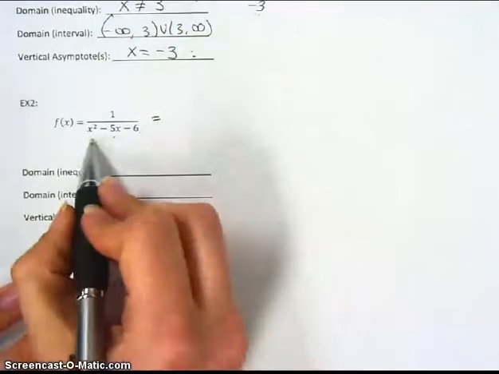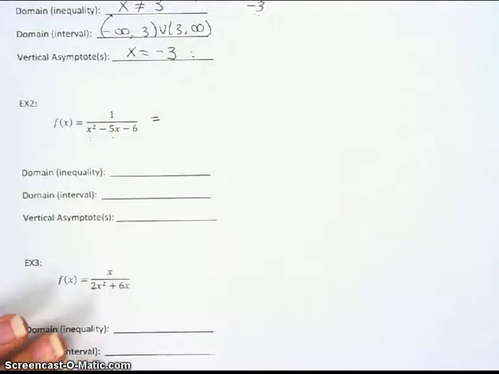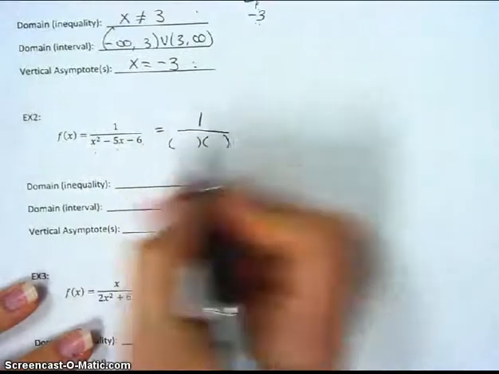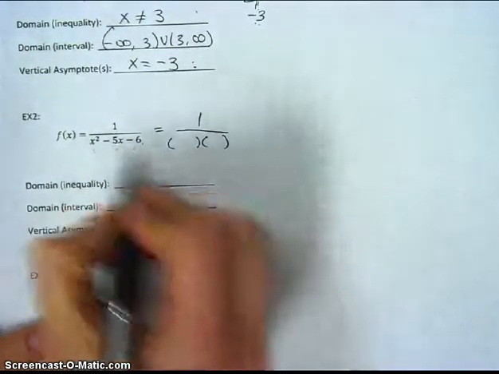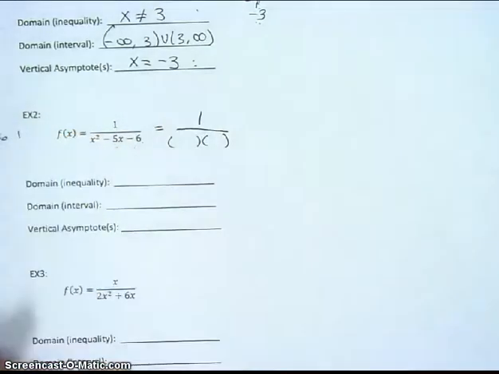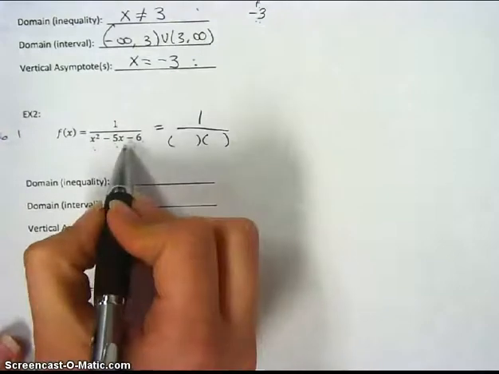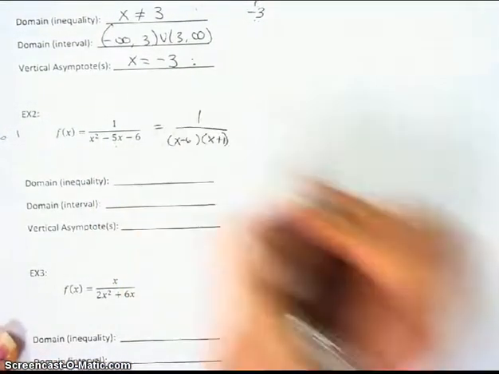On the second one, we've got x squared minus 5x minus 6 on the bottom. In order to find what makes that 0, we're going to have to factor. So we'll still have the 1 over. We're looking for multiplies to be negative 6, adds to be negative 5. If you think very carefully on this, multiplies to be negative 6 would be negative 6 and 1, and that adds to be negative 5, because we only want one negative in there. So x minus 6, x plus 1.